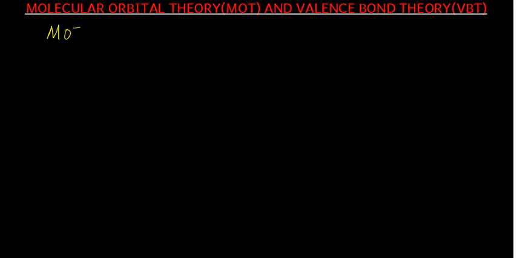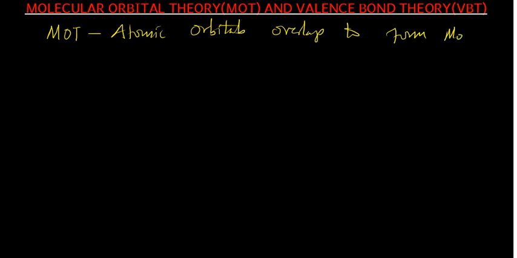Okay, so we are going to start with the molecular orbital theory. We need first to understand what the molecular orbital theory is. We can abbreviate that as MOT. The molecular orbital theory states that atomic orbitals overlap to form molecular orbitals.